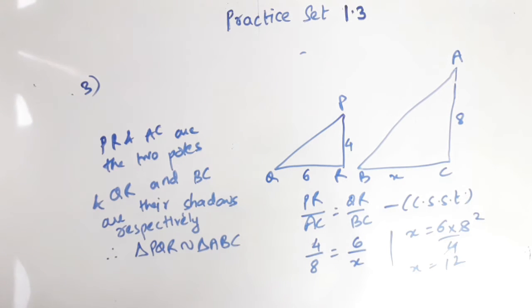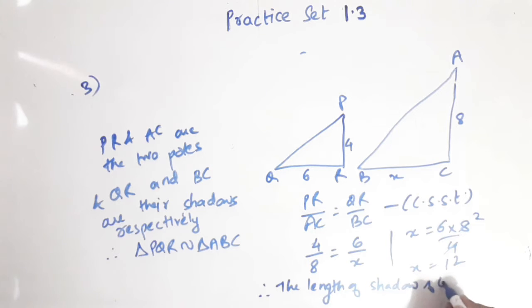Then you will write the final answer. Therefore the length of shadow of bigger pole is 12 meters. Okay, then we'll move on to fourth one.